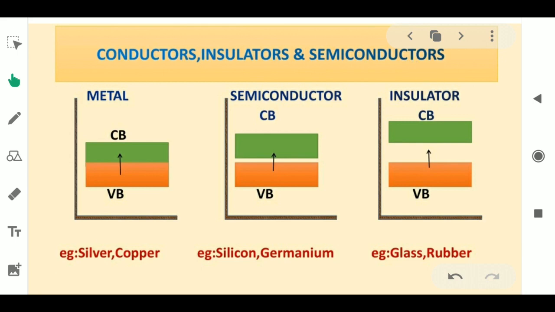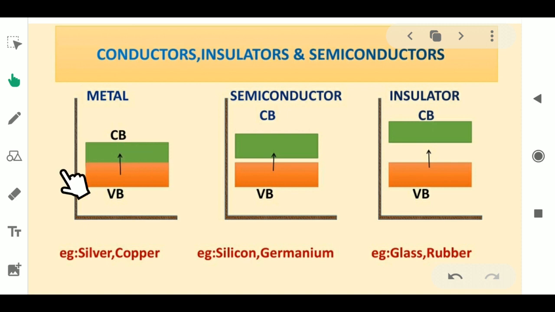In this case, the examples of conductors, metallic conductors, are silver, copper, aluminum, iron, etc. So here you can see that VB and CB. Then what is this VB and CB? VB means valence band and CB means conduction band. In the case of metals or conductors, this valence band and conduction band are overlapped. Clear? So generally this valence band consists of a number of electrons, and as compared to the valence band, the conduction band is generally empty or partially filled.